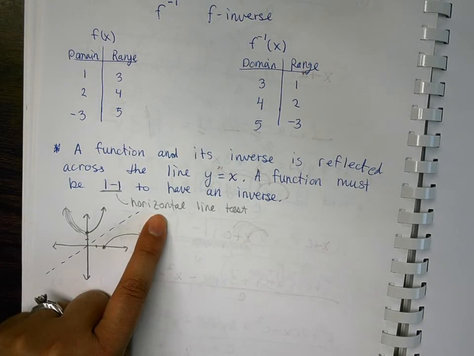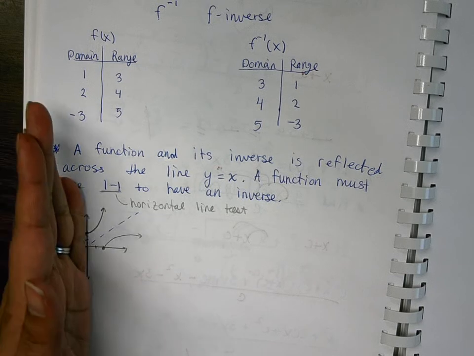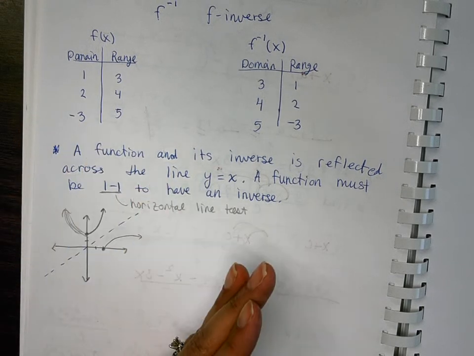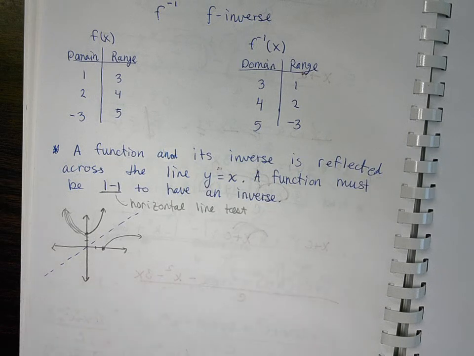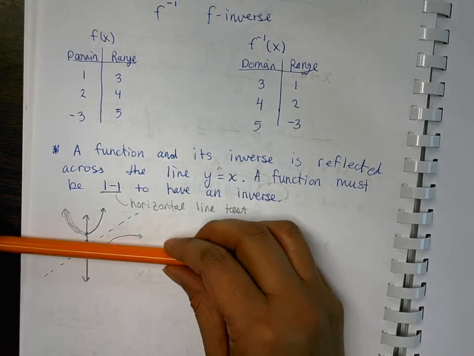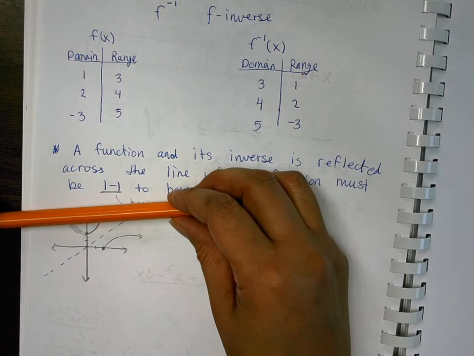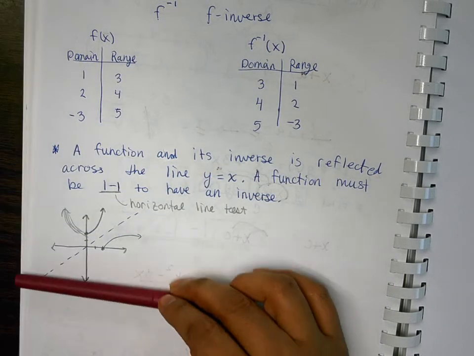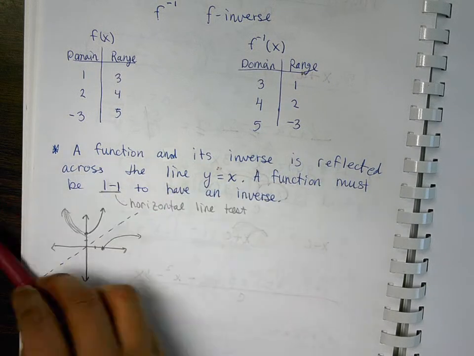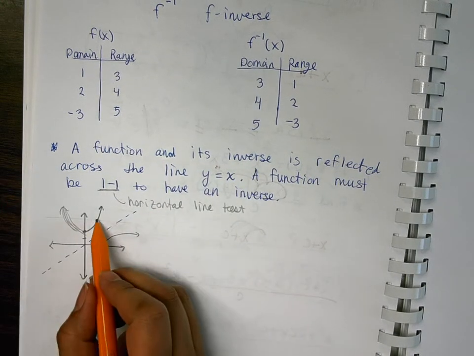All right. Now, before we do the horizontal line test, when you do the vertical line test, that means for every x, there's only one y. Right? X cannot repeat. Yes? All right. Now, when you do the horizontal line test, you're looking for the same thing. It can't pass more than once.